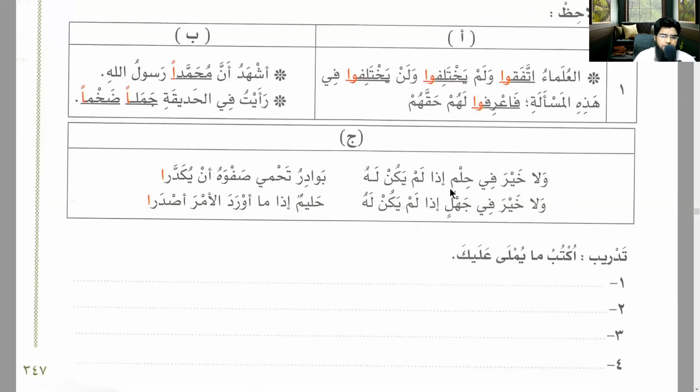ولا خير في حلم إذا لم يكن له بوادر تحمي صفوه أن يقدر. ولا خير في جهل إذا لم يكن له حليم إذا ما أورد الأمر أصدر. So he brings two lines of poetry, and the poetry has an alif for wazn. So he says ولا خير في الحلم.